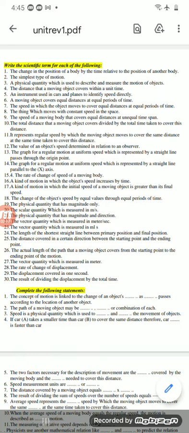Number 12. The value of the object's speed determined in relation أو in relative to an observer. relative speed. أول ما أشوف كلمة observer يبقى هو بيتكلم عن relative speed.